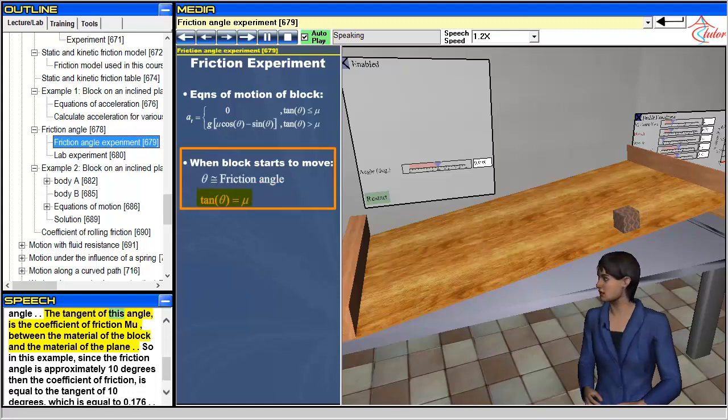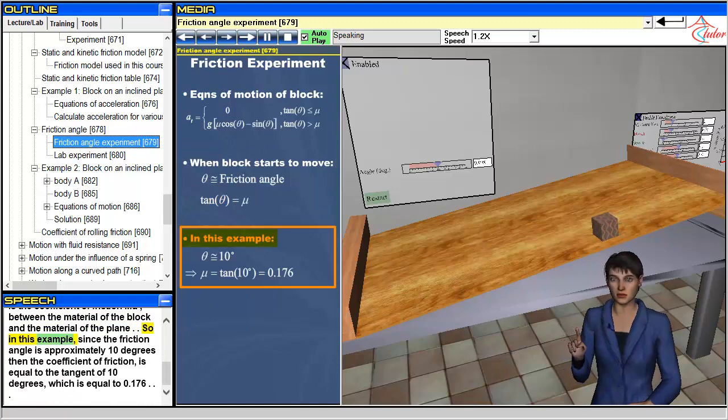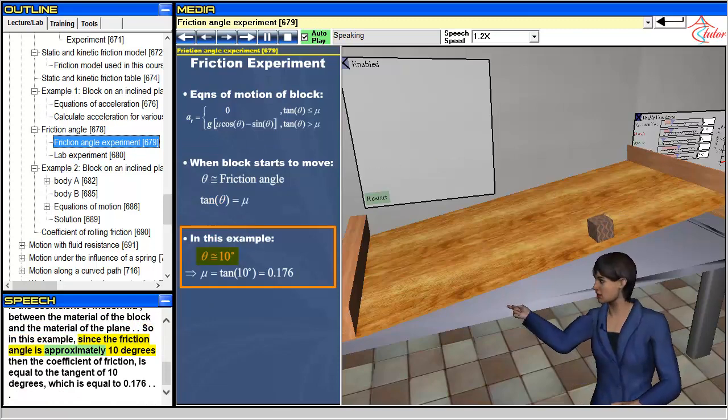The tangent of this angle is the coefficient of friction mu between the material of the block and the material of the plane. So in this example, since the friction angle is approximately 10 degrees, then the coefficient of friction is equal to the tangent of 10 degrees, which is equal to 0.176.